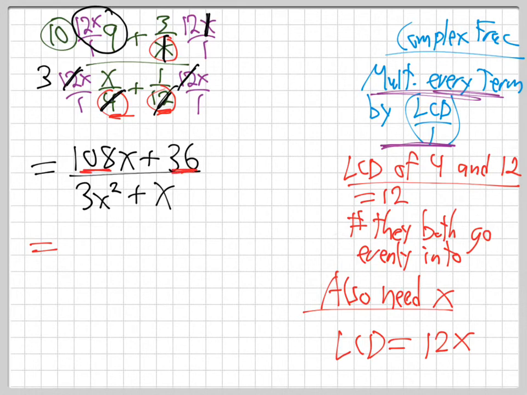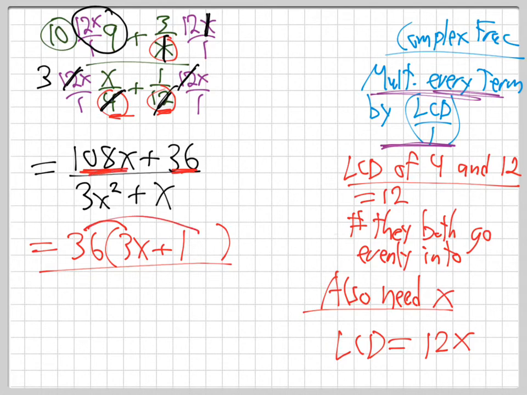108 and 36. If you divide them on your calculator, 108 divided by 36, 36 goes in there 3 times perfectly. That's the trick. So you go, oh, I can take out a 36 on the top. And that leaves 3x plus 1. Because 36 times 3x will go back to 108x, and 36 times 1 goes back to 36. So that's the trick. You'll have your calculator during the exam.